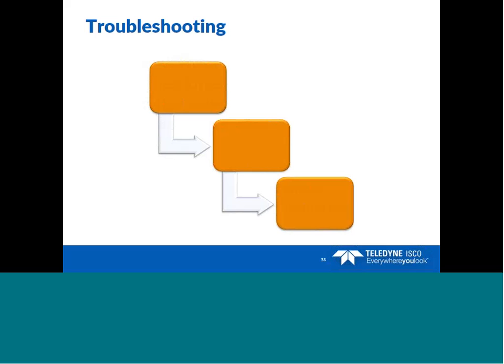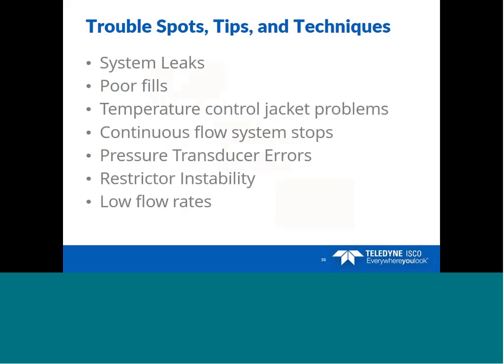Next, we will discuss troubleshooting. In this section, we will learn how to identify problems and solutions for system leaks, poor fills, temperature control jacket problems, the dual pump continuous flow system stopping on its own, pressure transducer errors, restrictor instability, and low flow fluctuations.